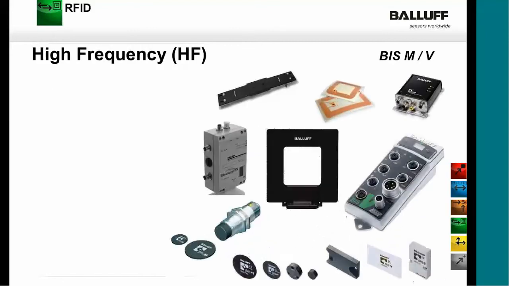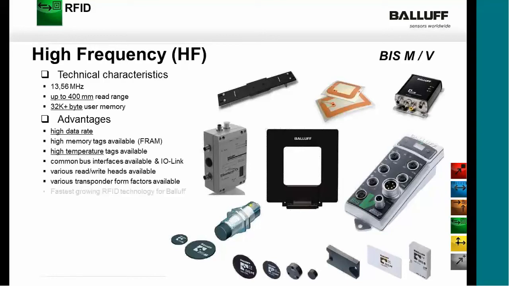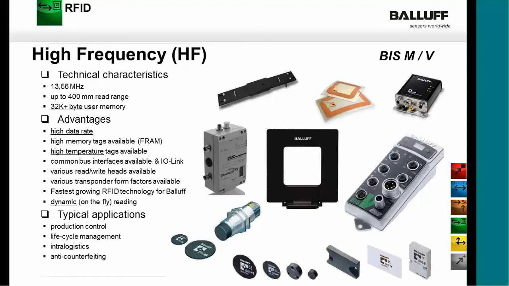For high frequency, of course, it's at a higher frequency than the low frequency tags. It's operating at 13.56 megahertz. But now you have a range up to 400 millimeter read-write range, and you'll notice that your memory size is higher, up to 32 kilobytes. The speed at which you're able to read and write to the carrier has been increased. You have high memory options with the FRAM.